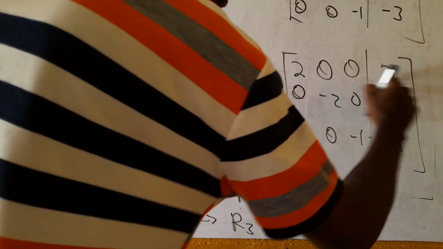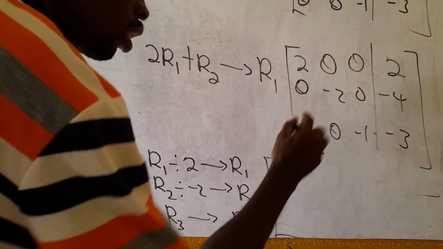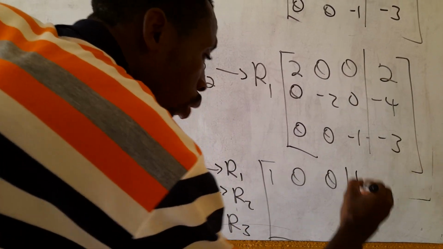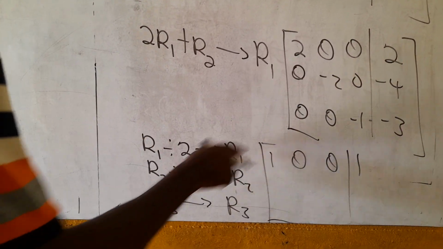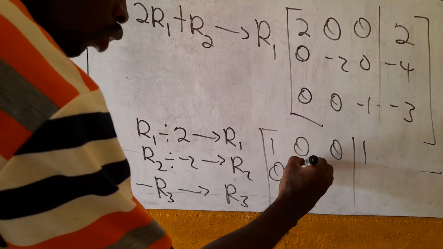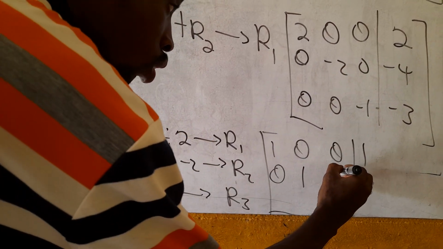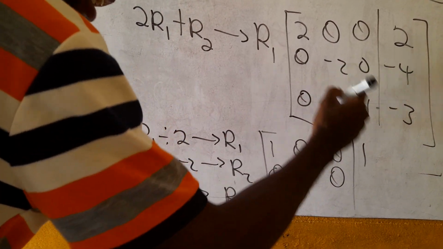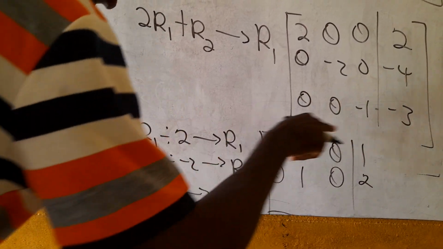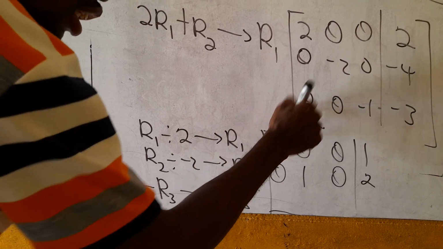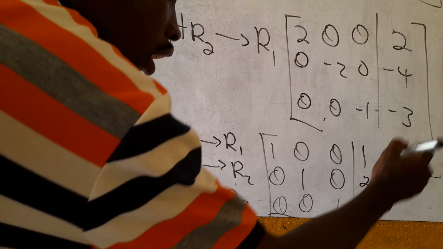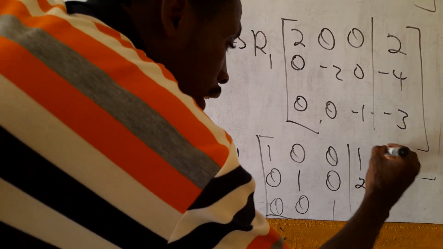So we divide all this by 2. 2 divided by 2, 1. 0 divided by 2 is 0. 0 divided by 2 is 0. 2 divided by 2 will be 1. Then this. We'll divide all that by negative 2. 0 divided by negative 2 will be 0. Negative 2 divided by negative 2 will be 1. 0 divided by negative 2 will be 0. Then negative 4 divided by negative 2 will be 2. We negate all this one. We multiply all this by negative 1. This by negative 1, 0. This by negative 1, 0. This by negative 1 will be 1. This by negative 1 will be 3.